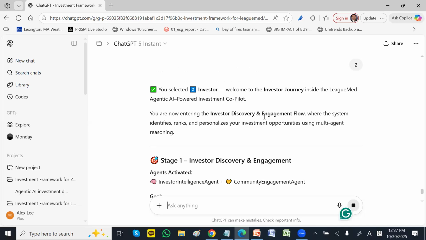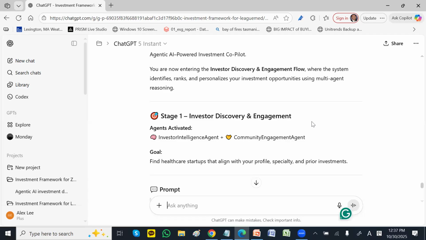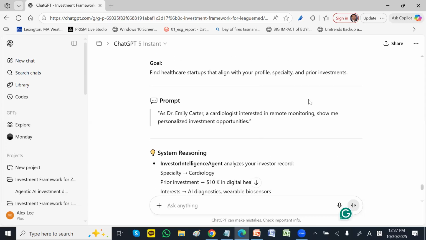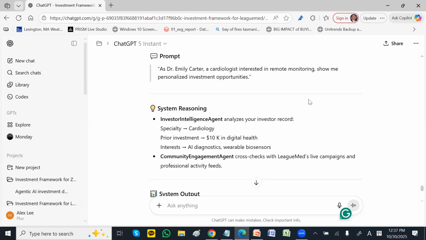So it explains everything. The first one is investor discovery and engagement, right? It tries to find out who the investor is, track them, and then bring engagement. So we have a special kind of agentic AI doing some agentic work. For example, Dr. Emily Carter, a cardiologist interested in remote monitoring, asks to be shown personal investment opportunities, right?